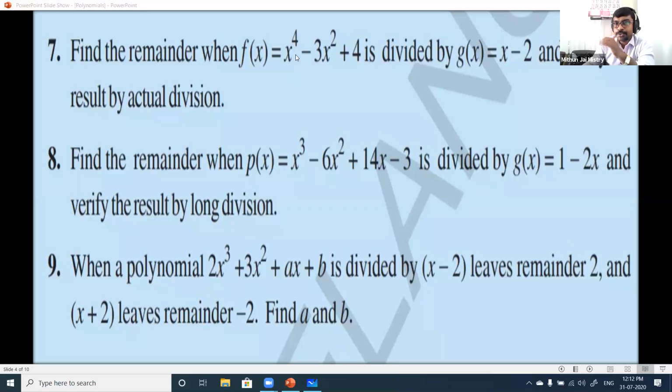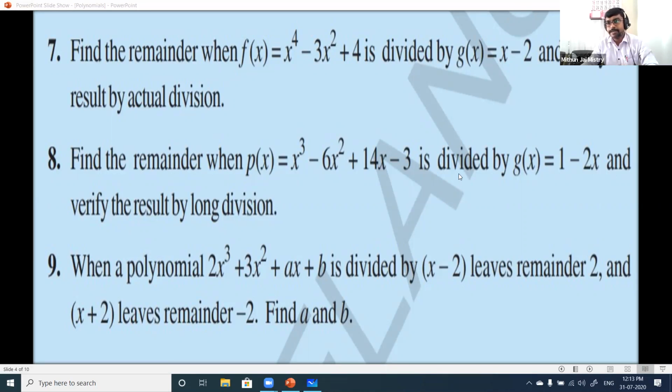When you are dividing by actual long division method, you should take the dividend as x to the power 4 plus 0x cube minus 3x square plus 4, because there is no x cube term here. As the x cube term is not there, we take plus 0x cube, then minus 3x square plus 4. I hope you're getting me right.